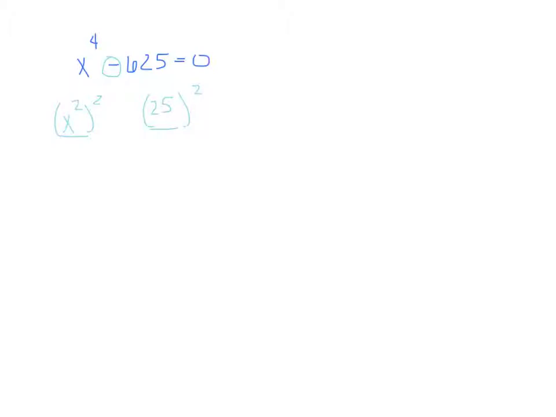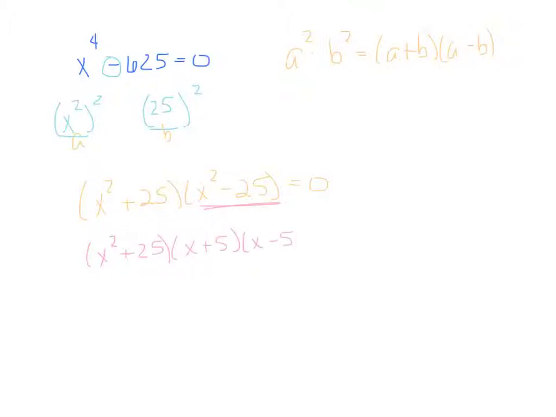And in case you've forgotten, let's just remind ourselves that a difference of squares factors into a plus b, a minus b. So what we just did was find our a and our b. So this factors into x squared plus 25 times x squared minus 25. Okay, and we need to factor some more because x squared minus 25 happens to be another difference of squares. So we get x squared plus 25, not a difference of squares, times x plus 5 times x minus 5. And so now that we're completely factored, we're going to go through and set everything equal to 0.